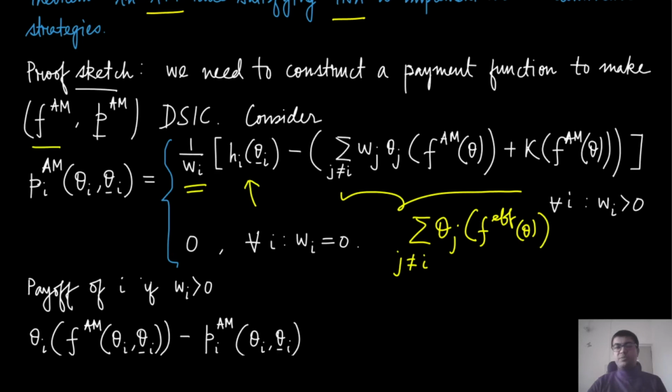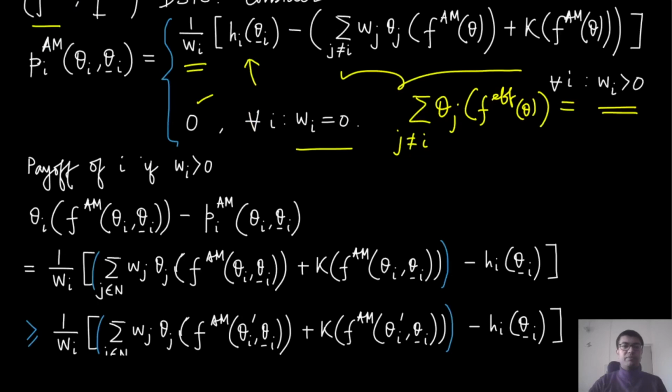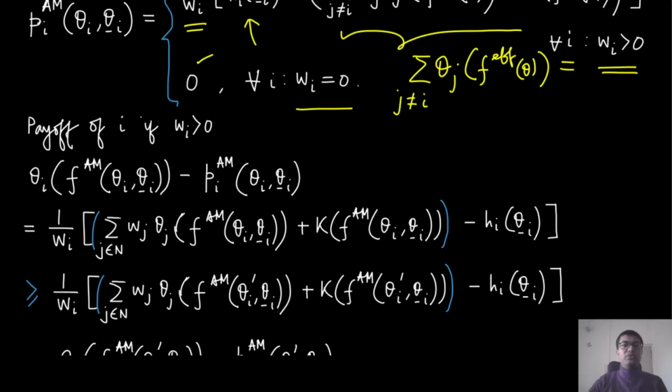Now this expression of the payment is for all those players whose w_i are positive, so they have some positive influence on this game. If there exists a player whose w_i is equal to 0, then the payment will also be equal to 0. So that's the structure of the payment. Now what we can do is show that this mechanism is essentially dominant strategy incentive compatible.